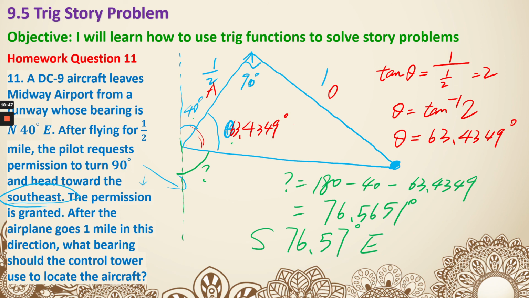Again, in order to actually write the bearing, we got to start from south or north. Since we cannot start from north because the angle is going to be more than 90 degrees, 40 and 63 together is like 113, we got to go from the south. And if it's going from the south towards the east, we got to find this extra angle, and that's what the bearing is going to be. So south, 76.57 east. That is everything for 9.5. Thank you.